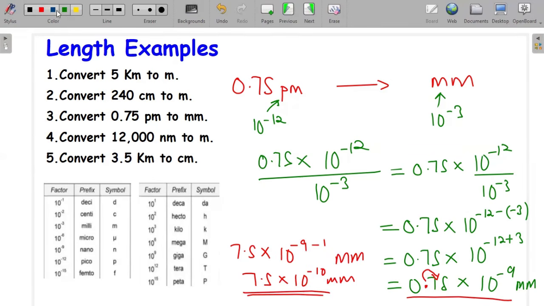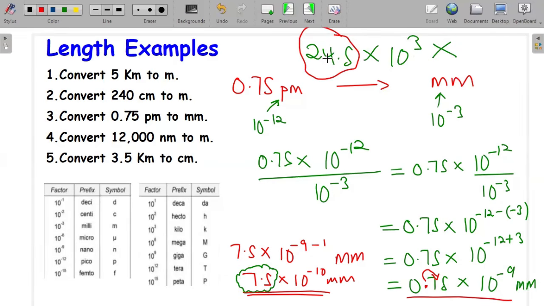Scientific notation has one rule that I think most of the first years do not know. The number that you are putting here should be greater than 1 and less than 10. So if you wrote something like 24.5 times 10 to the power 3, this one here is not scientific notation. Why? Because this number that you have there is greater than 10. The number there should always be greater than 1 but less than 10.